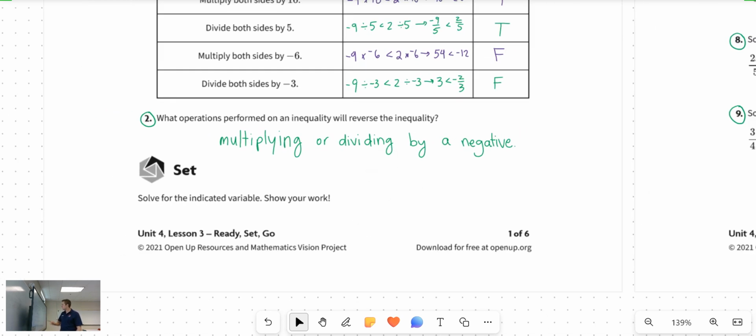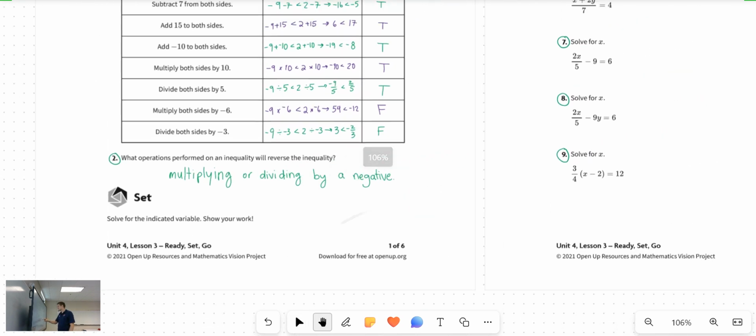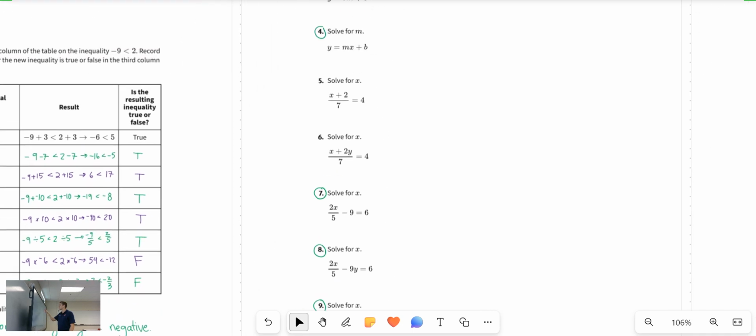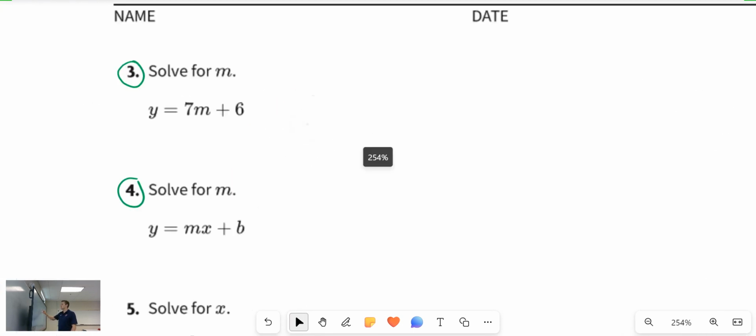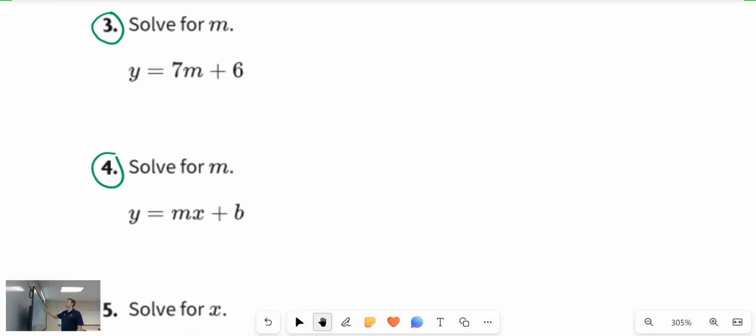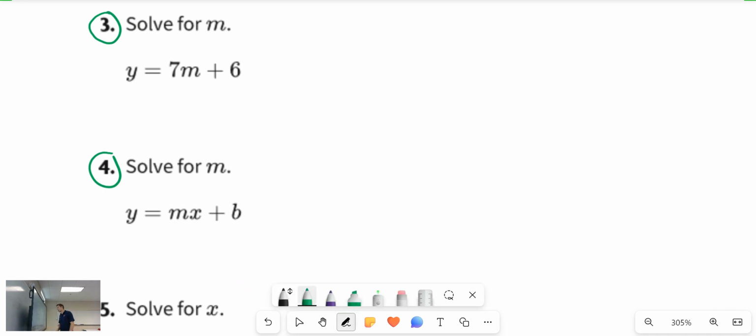So, okay. For the set portion, solve for the indicated variable, show your work. All right, and that's going to start on the next page. So we're solving for m and showing our work. All right, we can do that. Solve for m. All right, let's start.